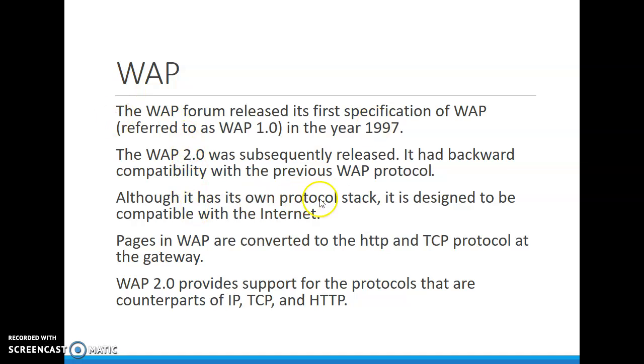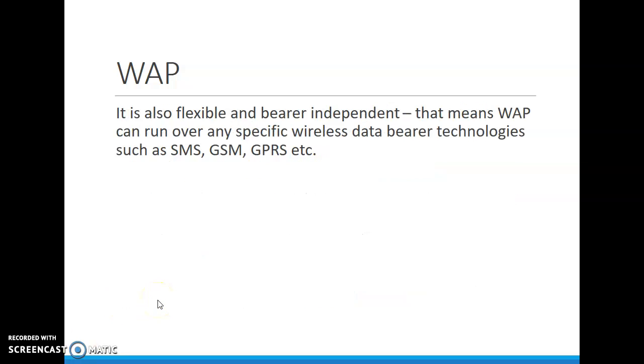Although it has its own protocol stack, it is designed to be compatible with the internet, and all the pages in WAP are converted to the HTTP and TCP protocol at the gateway. This WAP 2.0 provides support for the protocols that are counterparts of IP, TCP, and HTTP. It is also flexible and bearer independent. That means WAP can run over any specific wireless data bearer technology such as SMS, GSM, GPRS, etc.